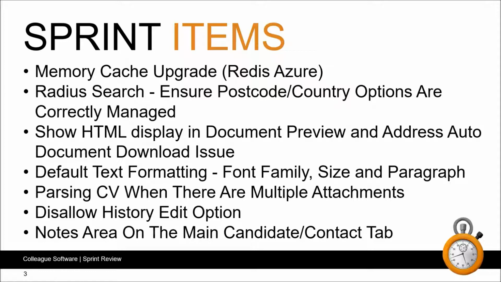We now have the option to default the formatting of the text editor window, namely allow for default font, size and paragraph styling. The documents received area has been updated so that the parsing process allows for multiple attachments to an email. A disallow history edit option has been implemented so that specific history types can be set as read-only. There's also a user privilege setting to override this. And we've included a notes area to the main tab of the candidate and contact record. This will pull through notes as requested by a user setting.